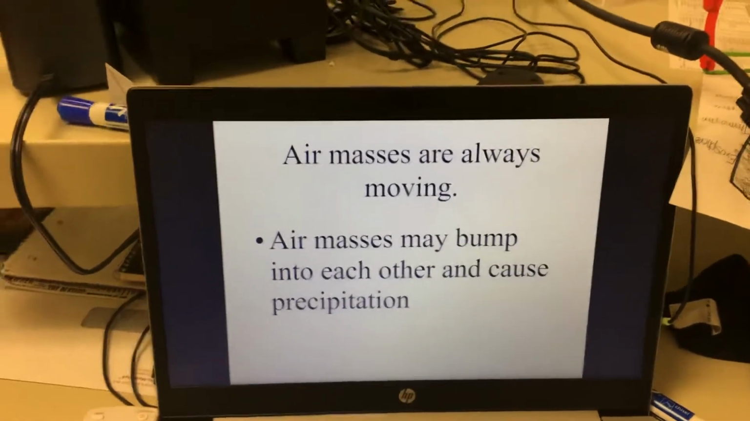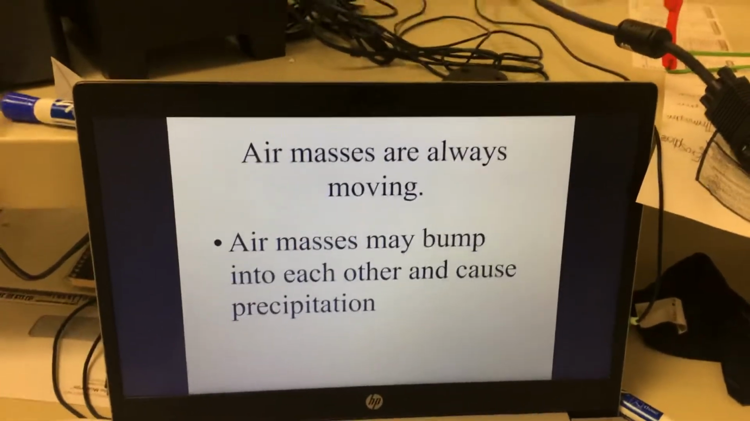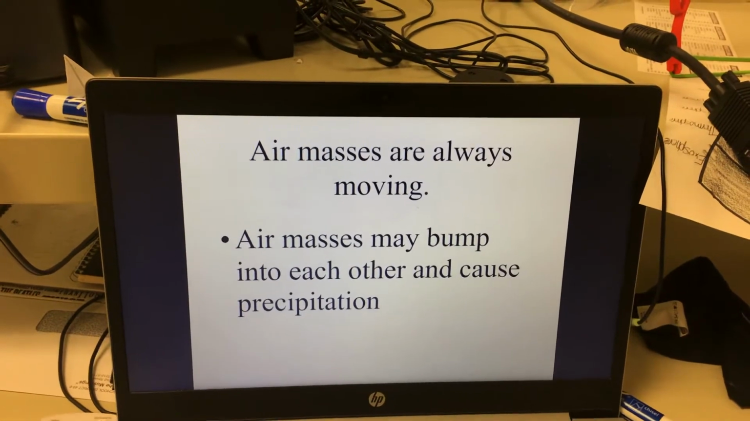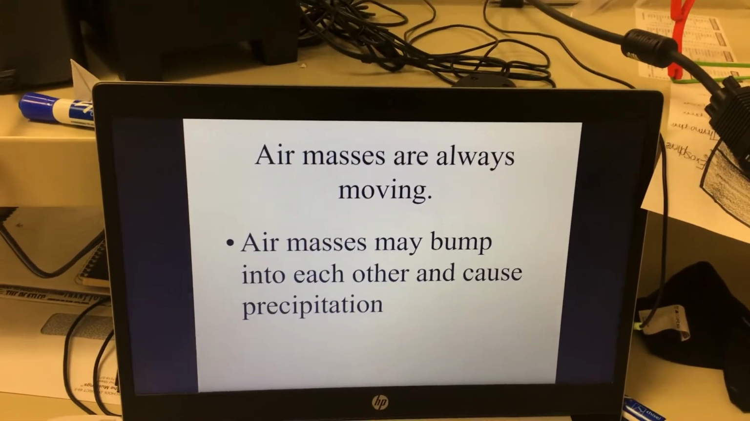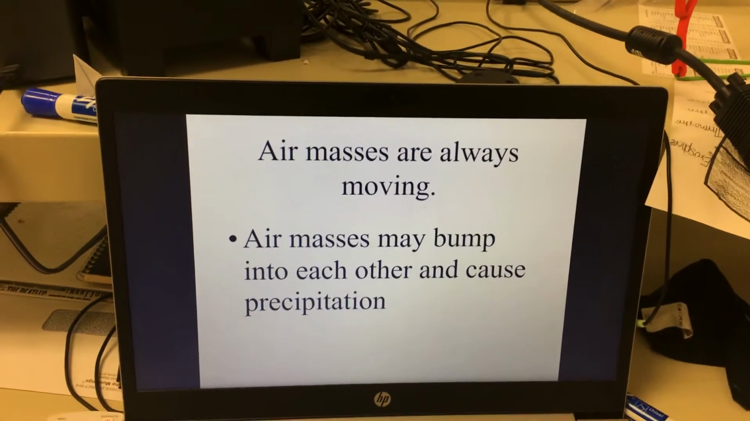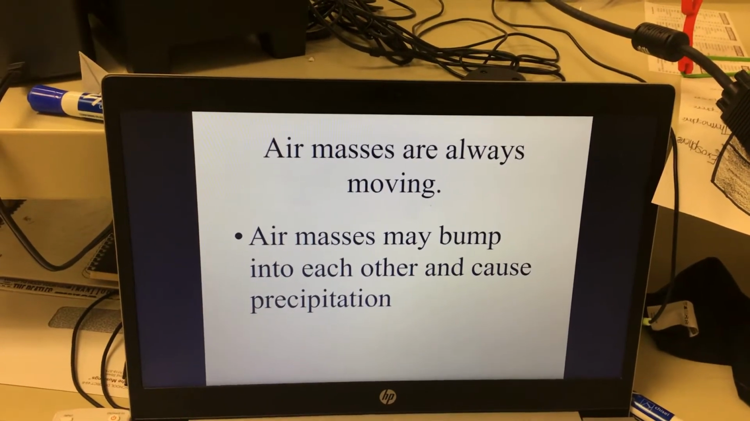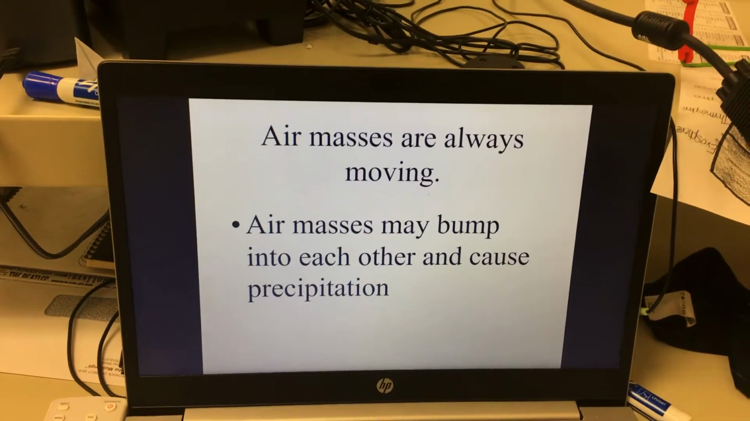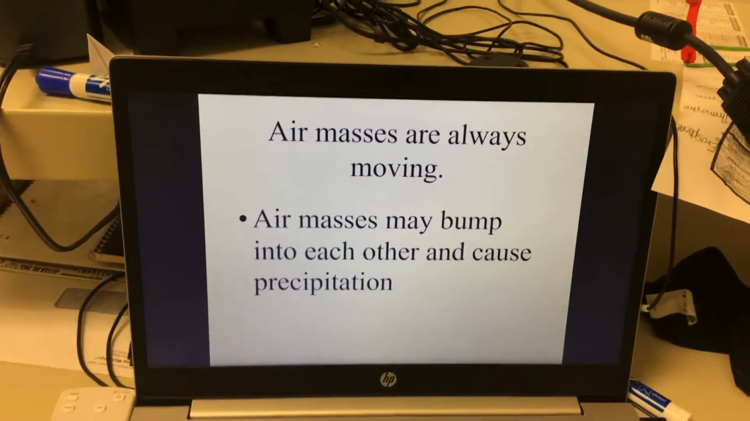Go ahead and write this down. Air masses are always moving. Air masses may bump into each other and cause precipitation. Air masses are always moving, and they may hit into each other. They might collide and cause precipitation.